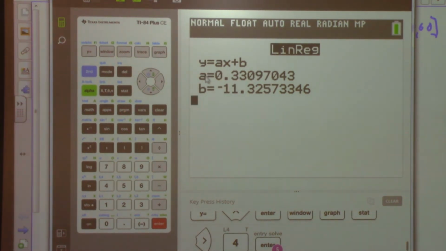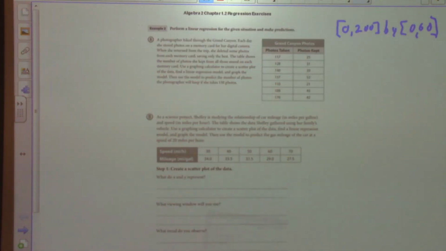So that's going to be y equals 0.3. And you don't have to write it out to a lot of decimal places either. You can just say y equals 0.33x minus 11. Or you can put minus 11.3. So y equals 0.33x minus 11.3.